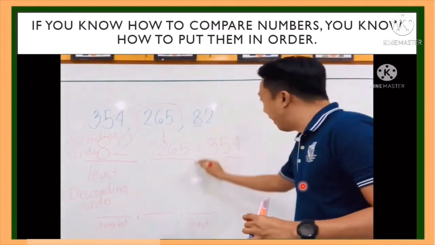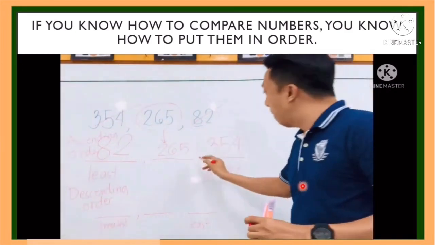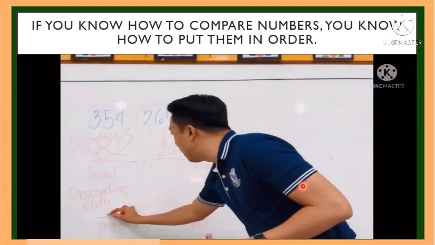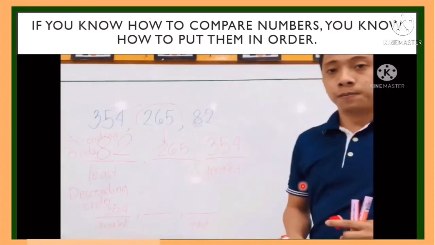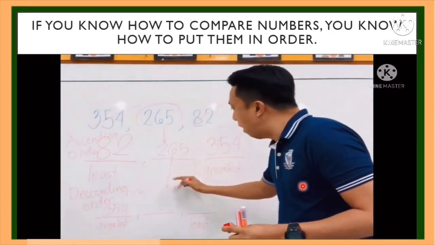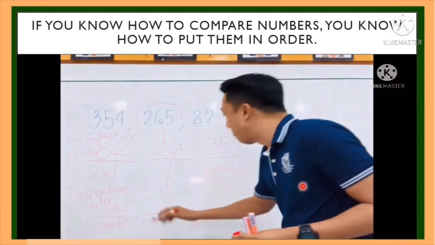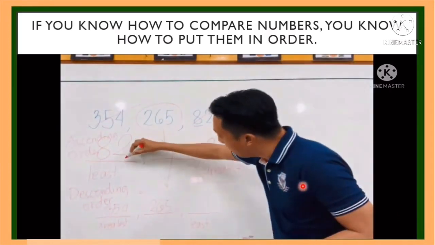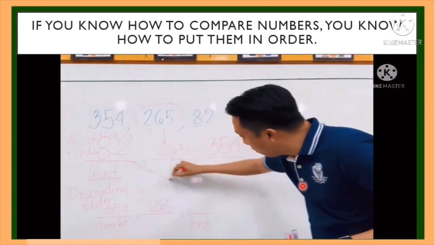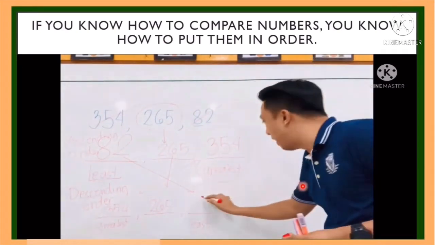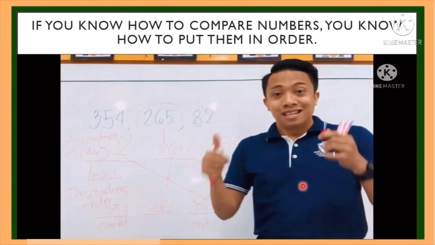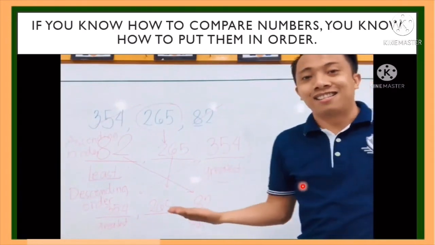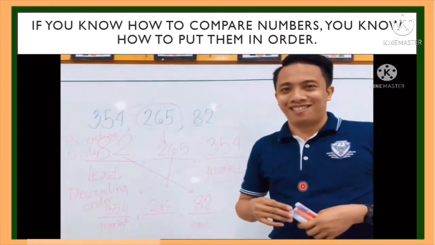How? The greatest in ascending will be put on the greatest value. Alright? So it will be 3, 5, 4. And then the center also put on the center. Okay? 2, 6, and then 5. And for the last one, we will just copy the least number. It will go here. Alright? So we have 82. Simple, right? So, this is how to order numbers. Now, let's have some more examples.